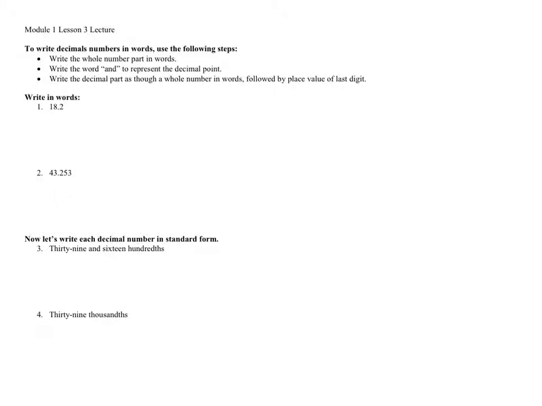We'll write the whole number part in words. Then we'll use the word "and" to represent the decimal point. And lastly, we'll write the decimal part as though it were a whole number in words, followed by the place value of the last digit.